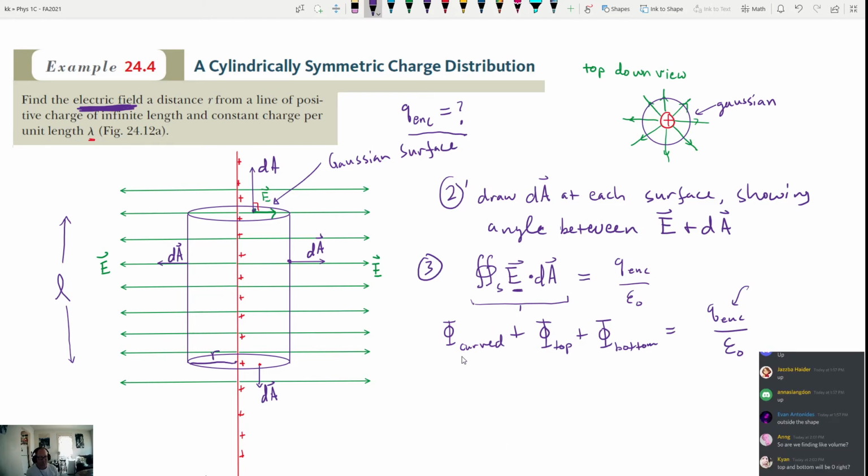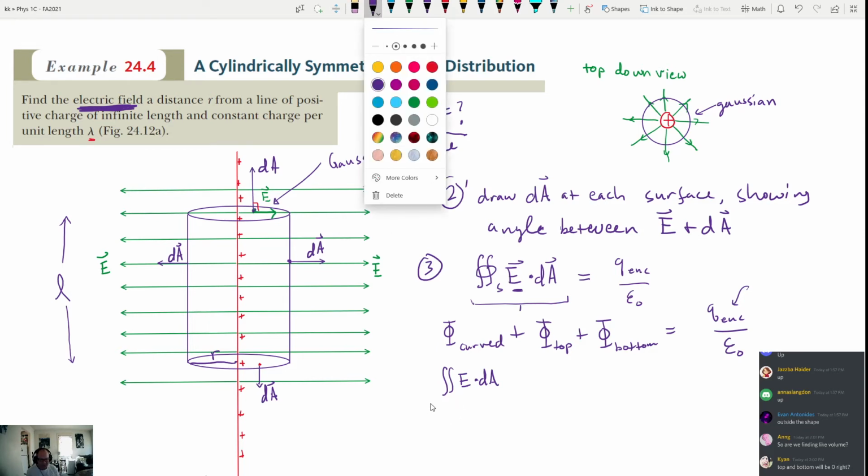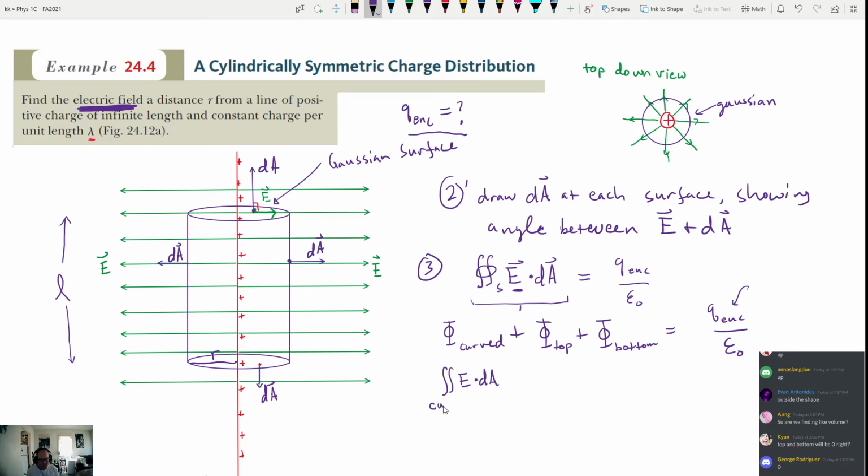Let's do the curved part first. Now, what do we notice with the curved part? What we notice is the integral of E dot dA, this is just for the curved part. What's the angle between E and dA? Every time I try to write so small, it's just completely illegible. It's really frustrating because it reorganizes and reworks it. The angle between E and dA is 0, right?